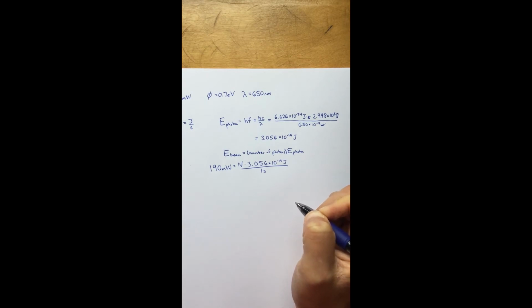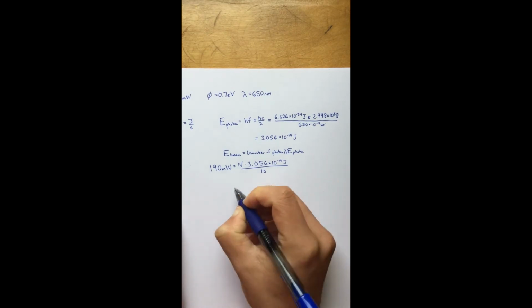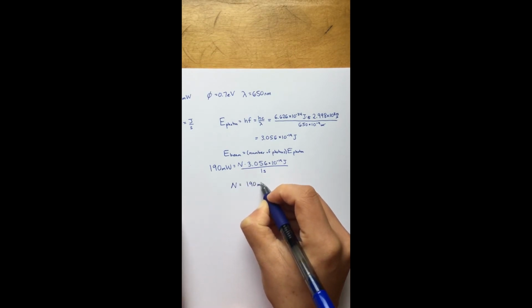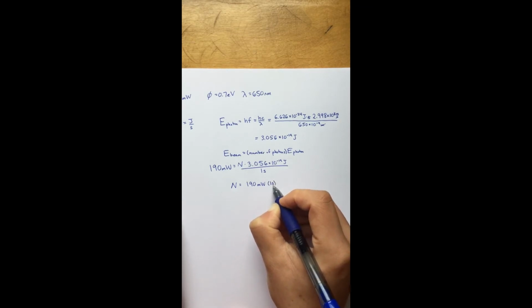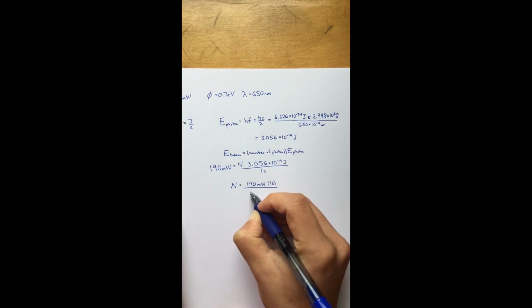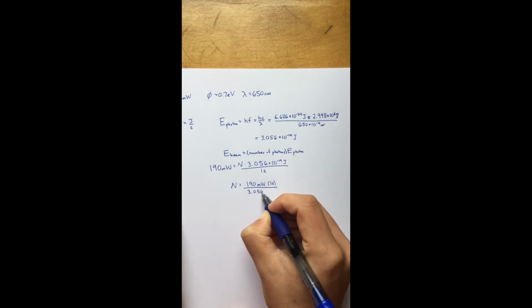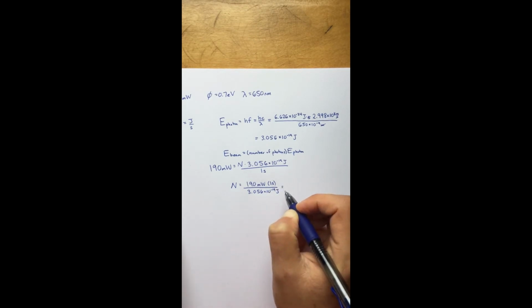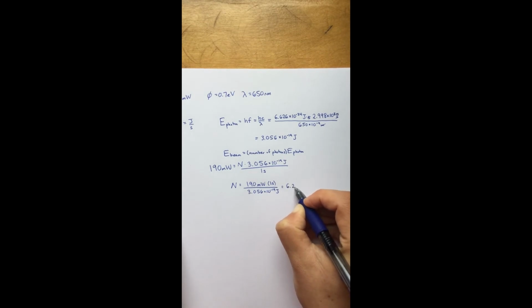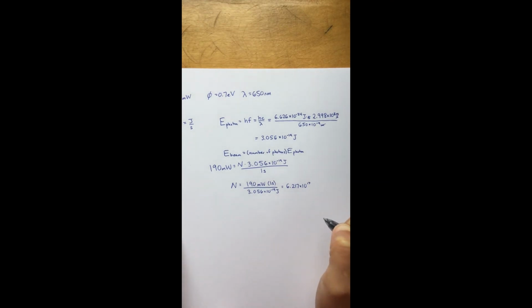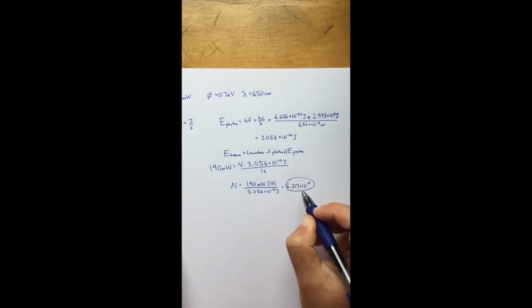So we can use this to find the number of photons, and we get 190 milliwatts times 1 second, which gives us 190 millijoules divided by 3.056 times 10 to the negative 19th joules, and that is 6.217 times 10 to the 17th, and the units cancel out, so that is the number of photons. That's what we were looking for, so that's our answer for part A.